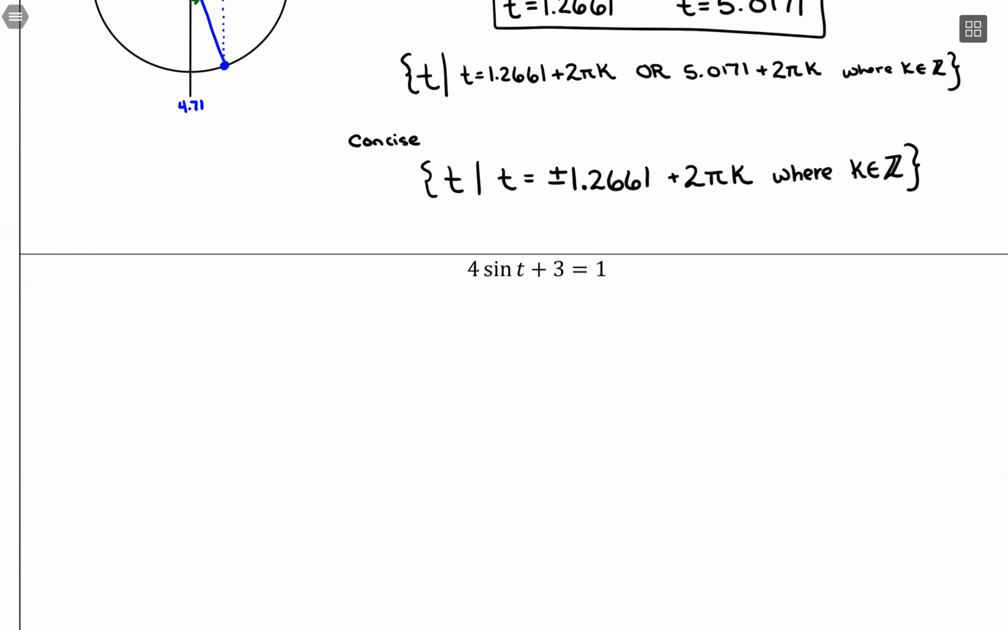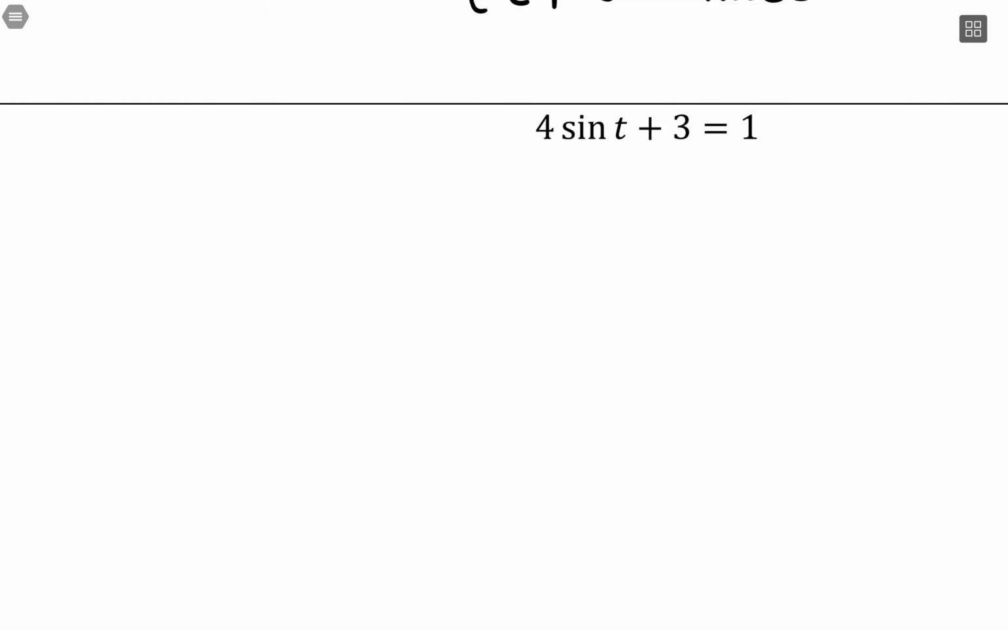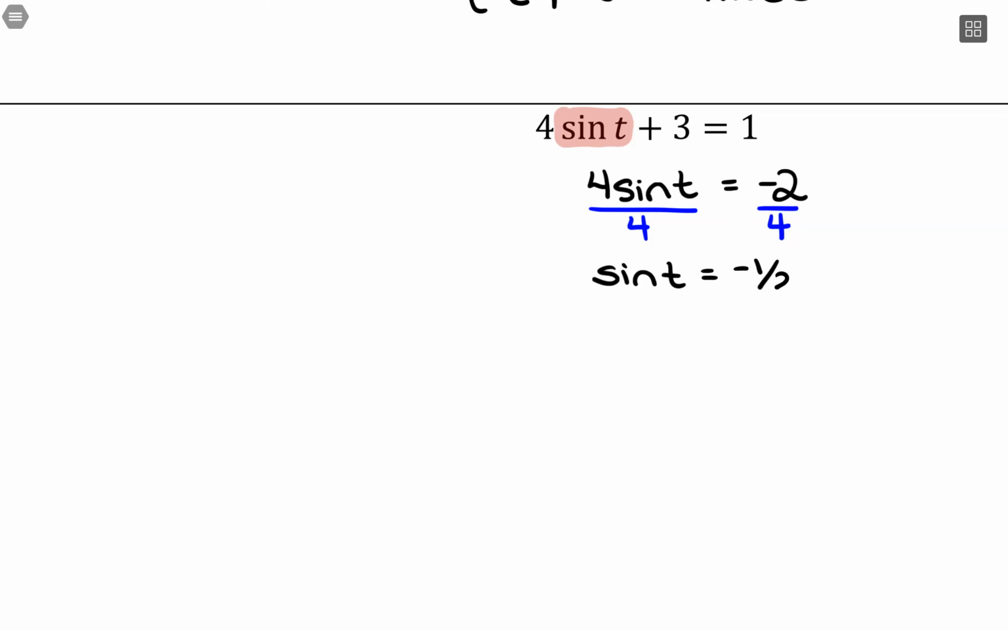Okay. Here, what we want to do is isolate our trig function. We want to get it all alone on one side of the equation. So I'm going to subtract 3 from both sides. So I'll have 4 sine t, and then 1 minus 3 is a negative 2. Divide both sides by 4. So we'll have sine of t is equal to negative 1/2.